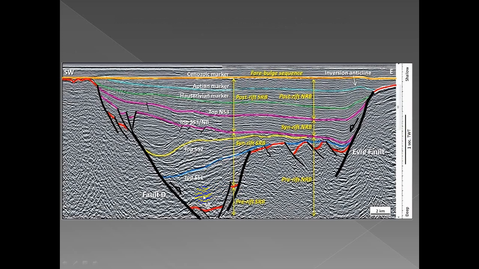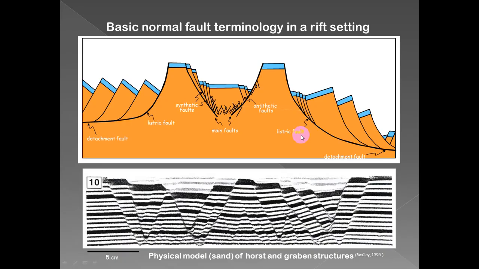Here we have also a pre-rift sequence, a thin rift sequence here with a wedge-shape geometry, and a post-rift sequence with the same geometry. But this is another rift system. We have some basic terminology of rift systems that we can go through.